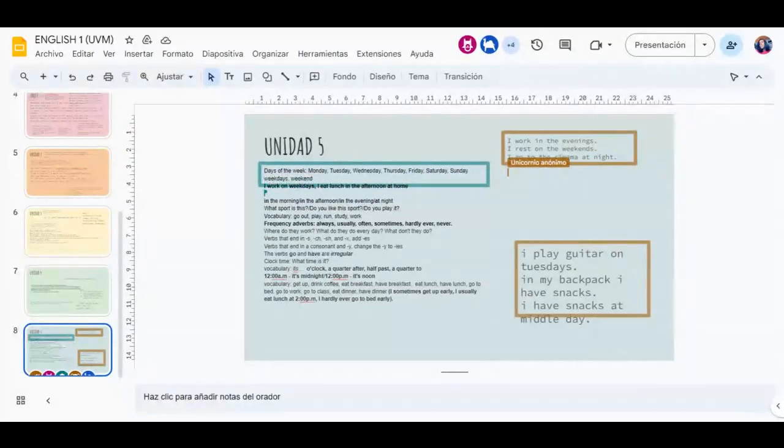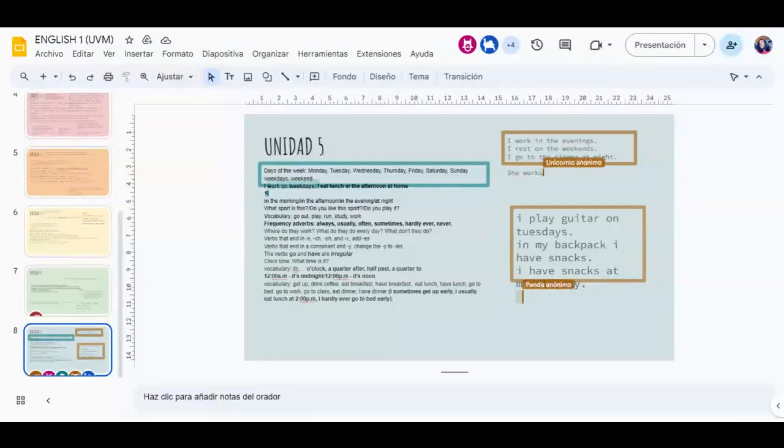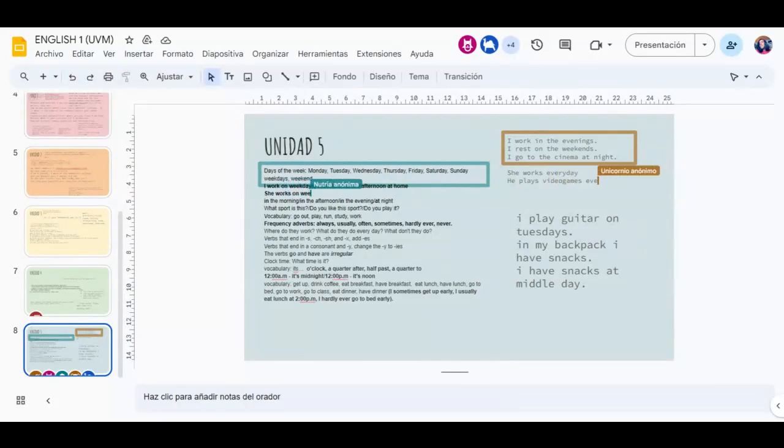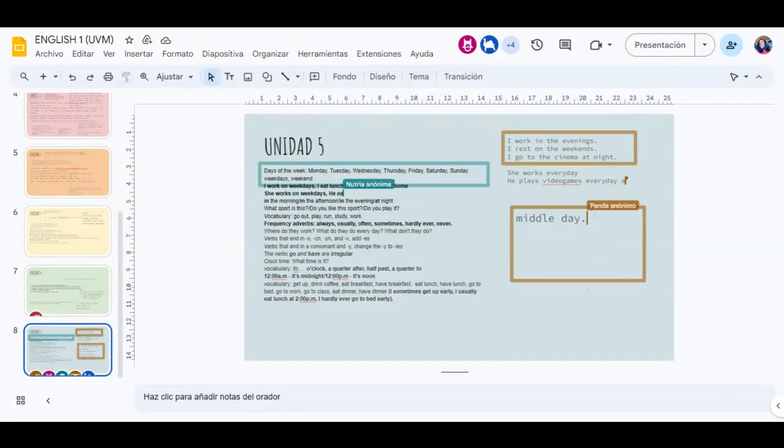Because of course we have to remember the difference. In the previous unit, you learned how to conjugate the verbs in present tense for I, you, and they. But how do we conjugate those verbs in present tense for she and he? Exactly. She works every day. He plays video games every day on the weekends, or every day. Every day includes on the weekends, exactly.